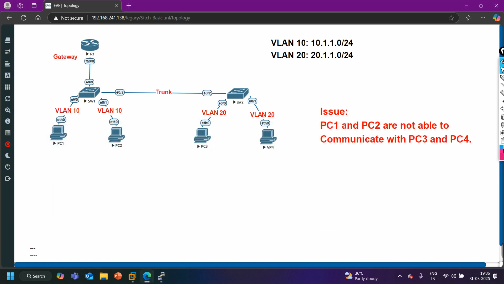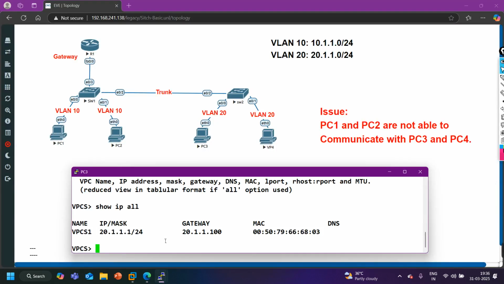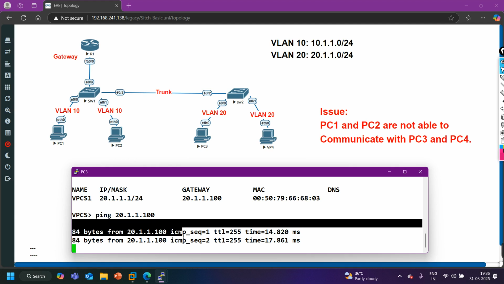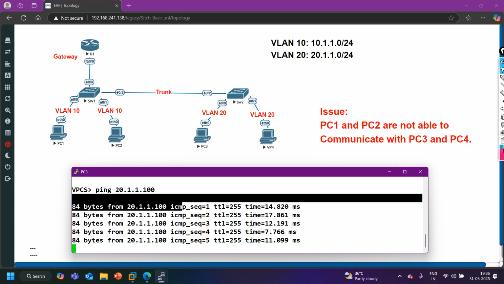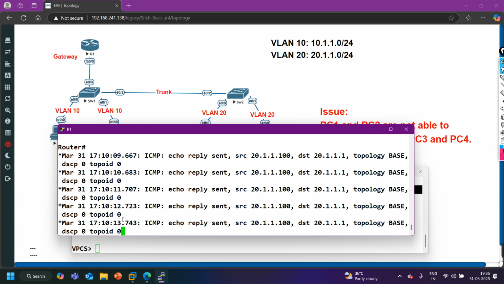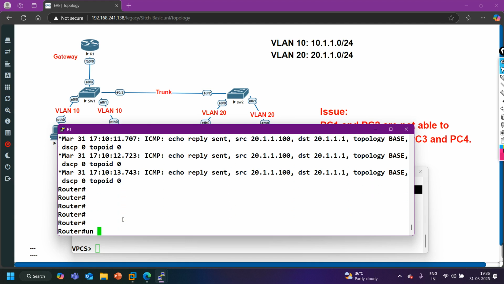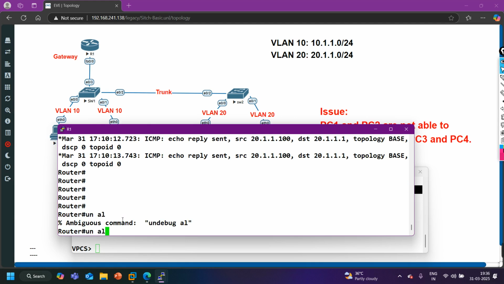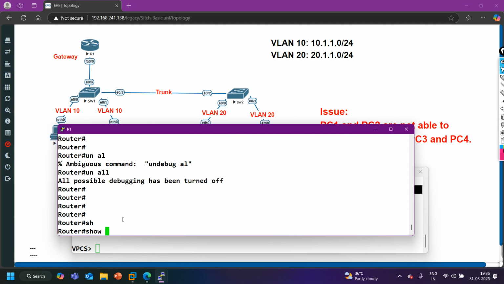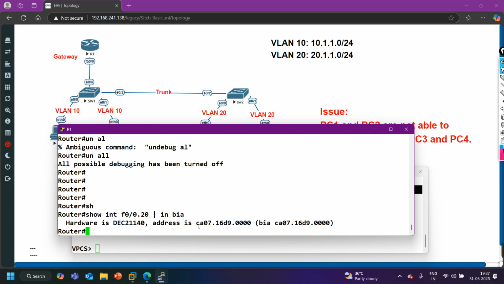Now let me take you to PC3 again, and let me ping the gateway. Ping 20.1.1.100, and now you can see I am getting a reply. Now if you check the MAC address table of the switch for the gateway MAC address of interface f0/0.20, include BIA, the switch is learning this MAC address on which interface? On switch 1, you will find it in VLAN 20 on the 0/3 interface.